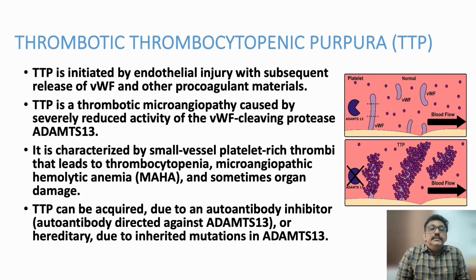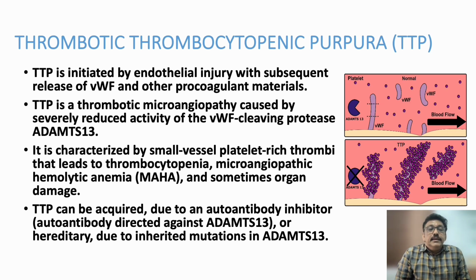TTP is initiated by endothelial injury, so it's a blood vessel problem, with subsequent release of von Willebrand factor and other procoagulant materials. It leads to thrombotic microangiopathy. It causes a severe reduction in the activity of von Willebrand factor cleaving protease, ADAMTS13. So the deficiency of this protein, whether acquired or congenital, is a major reason, and this cleaving protease is very important.